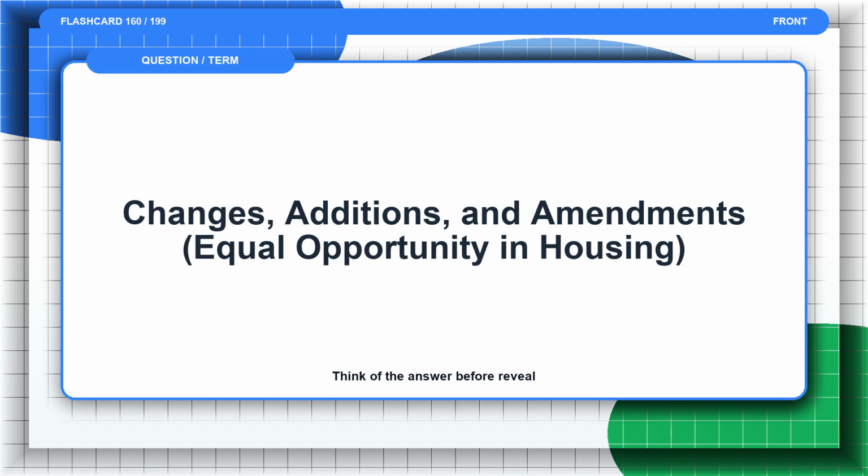Flashcard 160. Changes, additions, and amendments, equal opportunity in housing. Pause and think of the answer before the reveal.